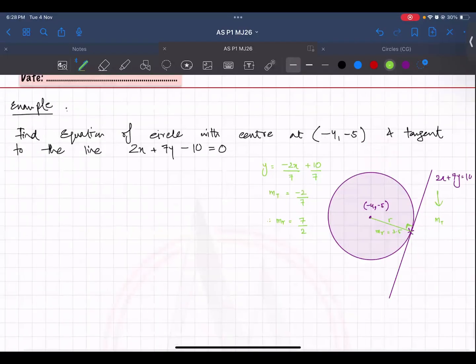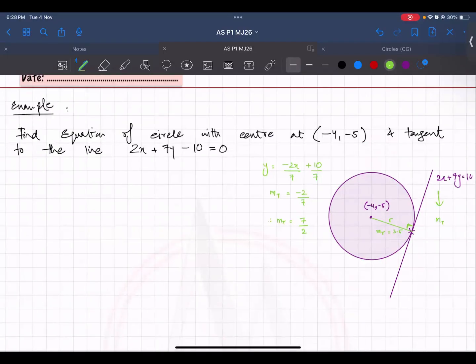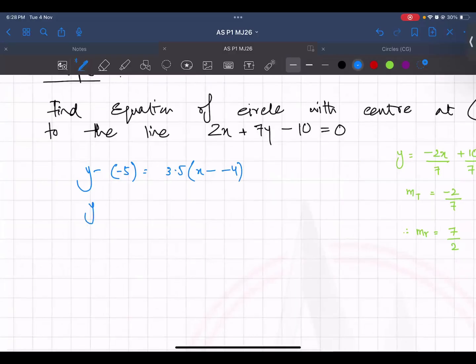And now we can find the equation of the radius as well, because we have the point through which the radius is passing. It is passing through the center, and the center we know. So y minus y1, which is minus 5, m is 3.5, x minus x1, minus 4. So you will get y plus 5 is equal to 3.5x plus 14. So the equation of the radius is y equals 3.5x plus 9. This is the equation of the radius.